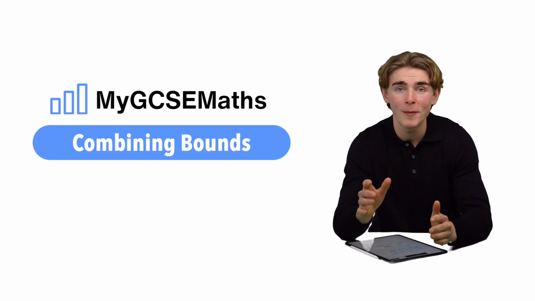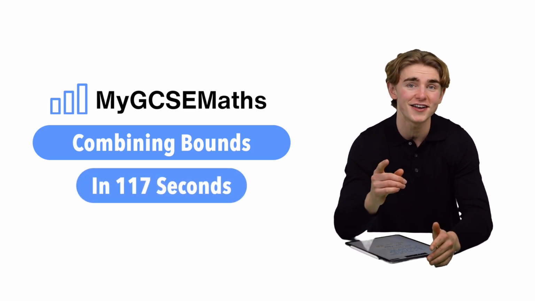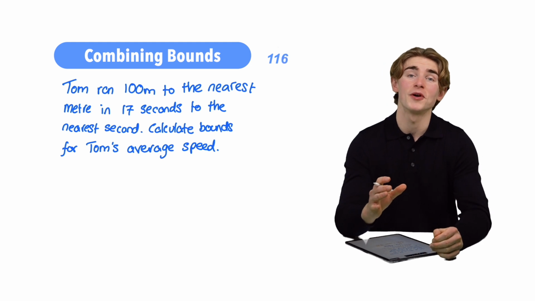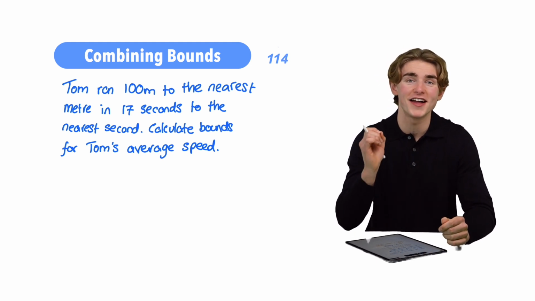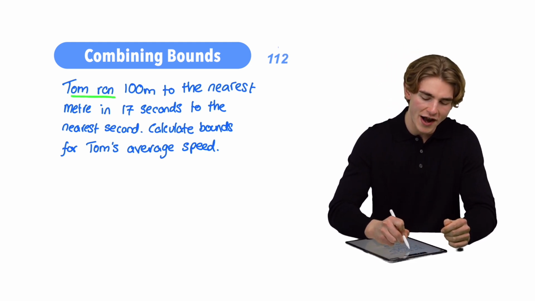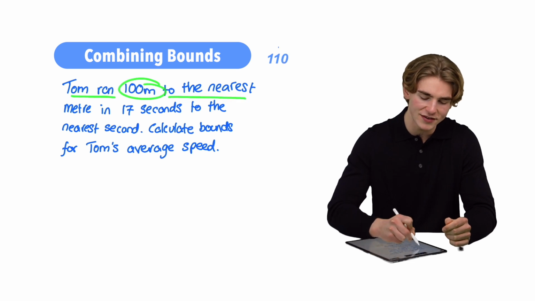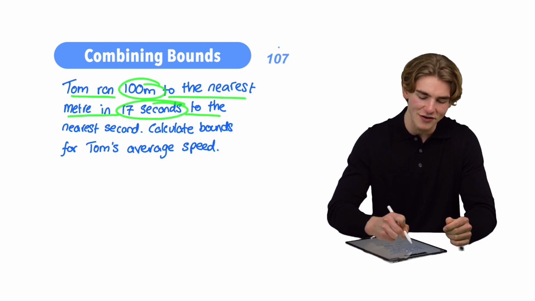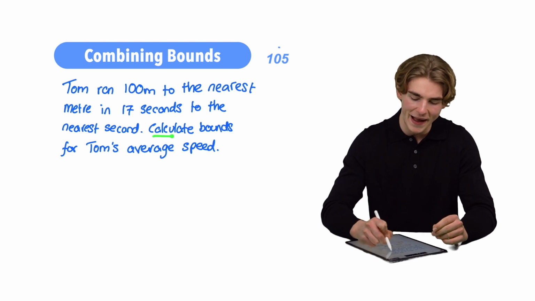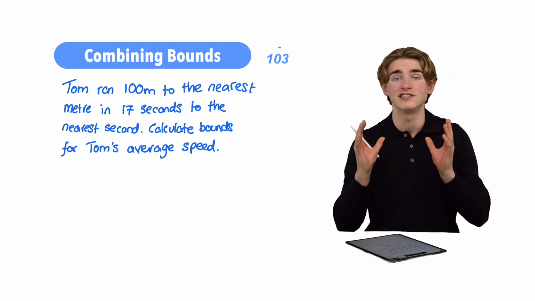Combining upper and lower bounds in 117 seconds, let's go. This is a topic which trips pretty much everybody up, guys. Let's have a look. We're told that Tom ran 100 meters to the nearest meter in 17 seconds to the nearest second. We're then asked to calculate bounds for Tom's average speed. Guys, what are we going to do?